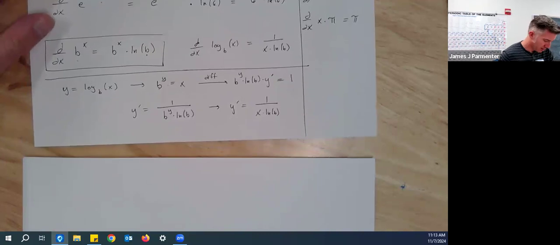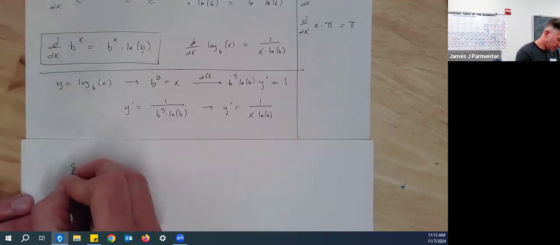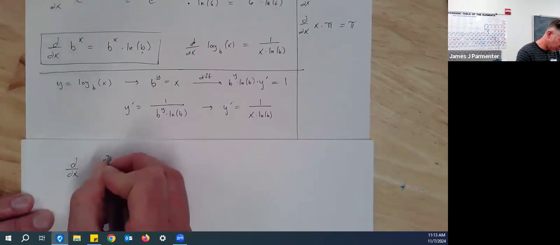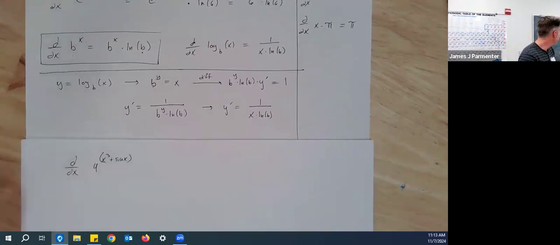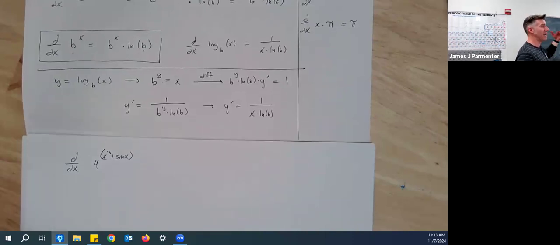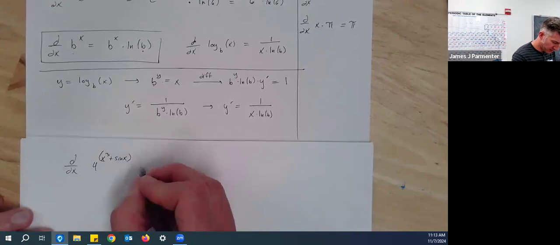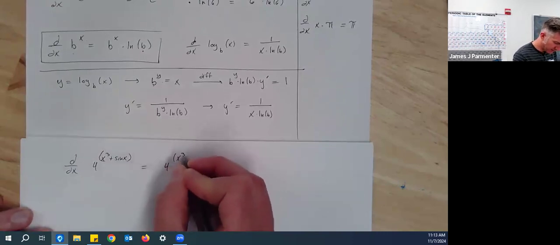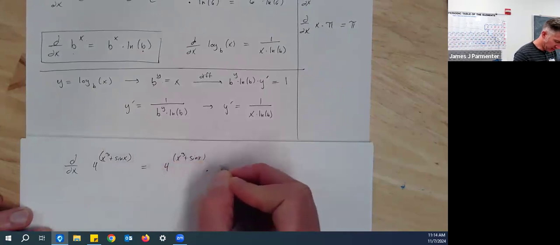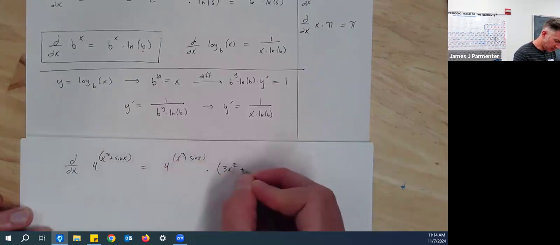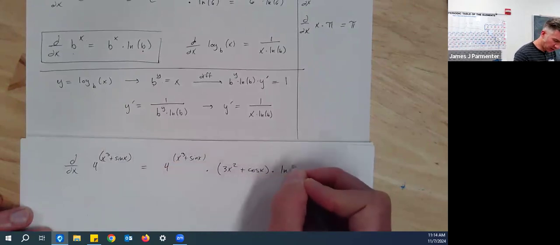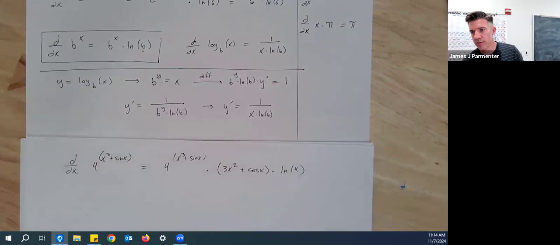So for example, if I wanted to find the derivative of 4 to the x cubed plus sine of x, I know the derivative of e to the x cubed plus sine of x is going to be e to the stuff times the derivative of the stuff. If I change my base, I'm just going to toss in an extra natural log of that base. So here it's going to be 4 to the stuff times the derivative of the stuff, which is 3x squared plus cosine of x, times the natural log of my base, which is the natural log of 4. Cool.